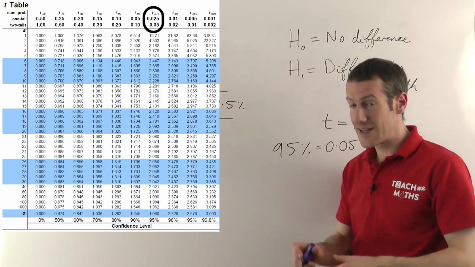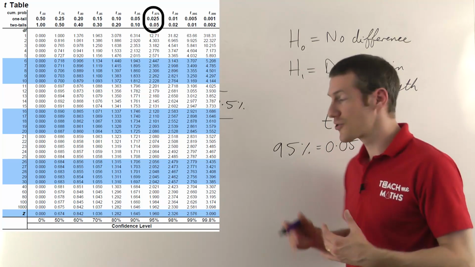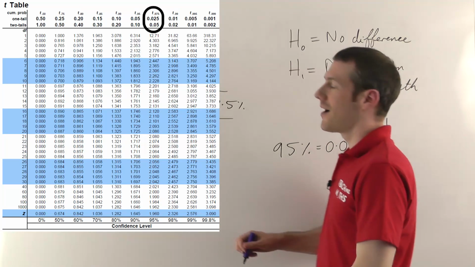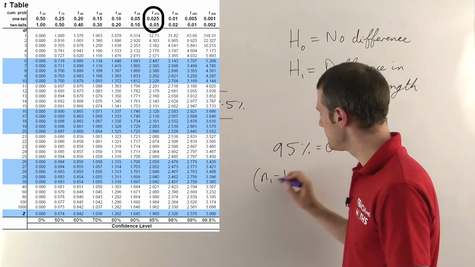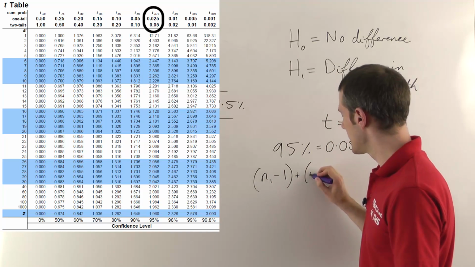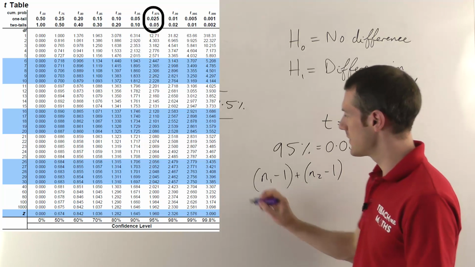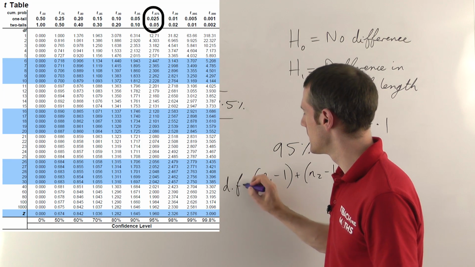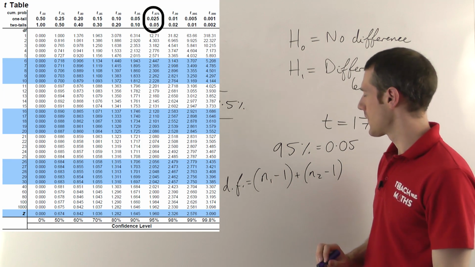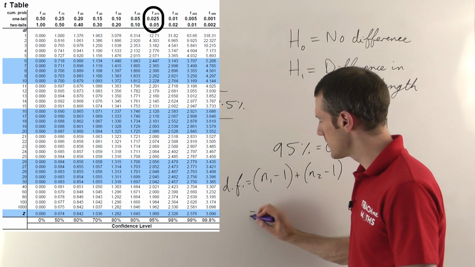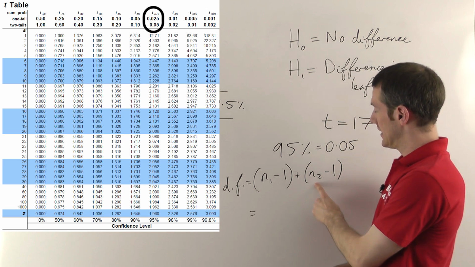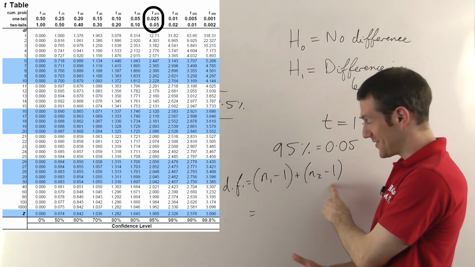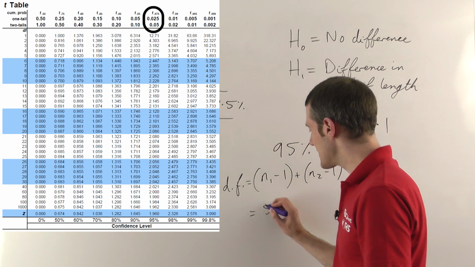And then you read down until you get to the degrees of freedom along the left-hand side. Now the degrees of freedom are the number of points, if you remember, it was n1 minus 1 plus n2 minus 1. This is the degrees of freedom. So when you work this out, we have 30 points in each. So 30 minus 1 is 29. And another 30 minus 1 is another 29. Add them together, you're going to get 58.